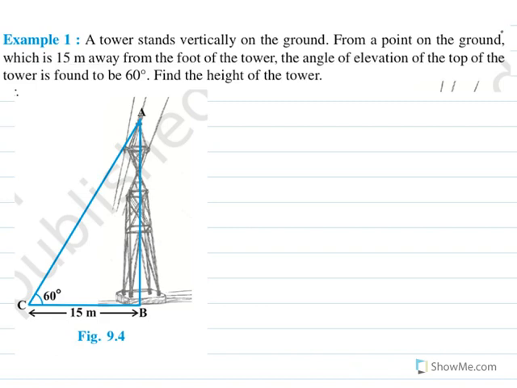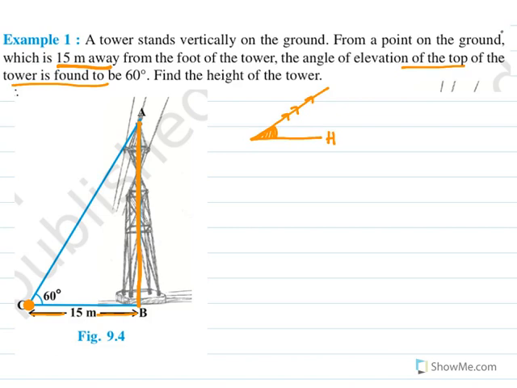So here we have a tower, which is AB, and from a point 15 meters away, so I'll take a point 15 meters away, that is point C. So this distance now is 15 meters. The angle of elevation of the top of the tower is 60 degrees. Now when I'm drawing angle of elevation, first I have to draw the horizontal, and then you have the line of sight. This angle is the angle of elevation.